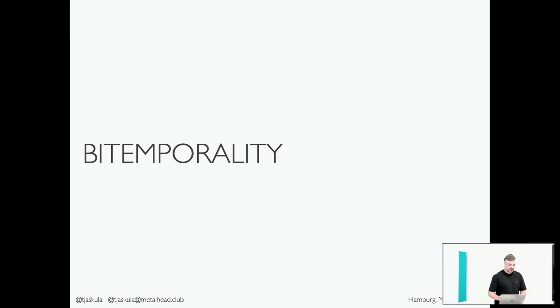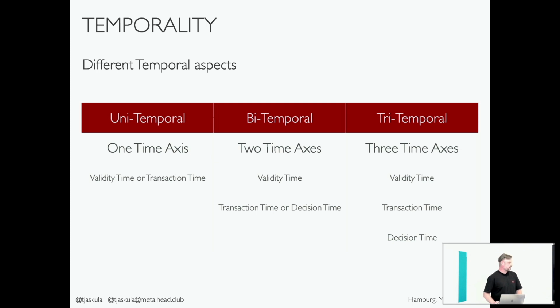And now we know what the temporality is about. Let's talk about bi-temporality, which is a special case for temporality. We have different temporalities, different time axes. When we have one dimension of time, we just have one time axis, which is the transaction time most of the time. Bi-temporal, we have two time axes, validity time and transaction time. And tri-temporality, where we have validity time, transaction time, and decision time.